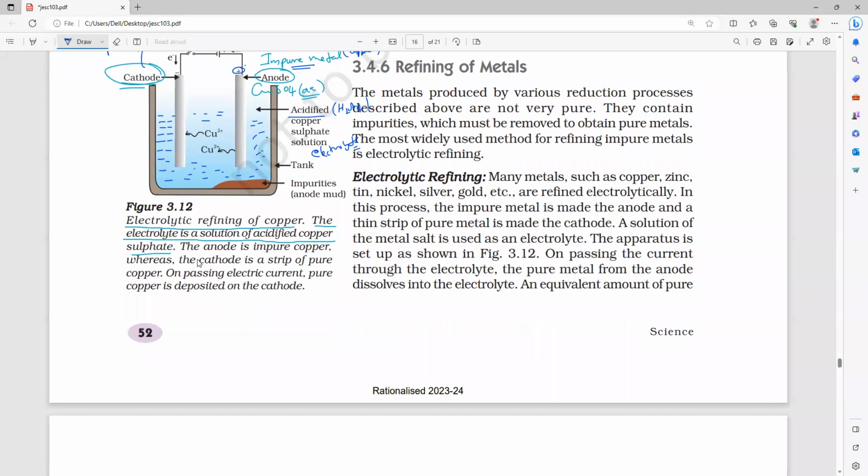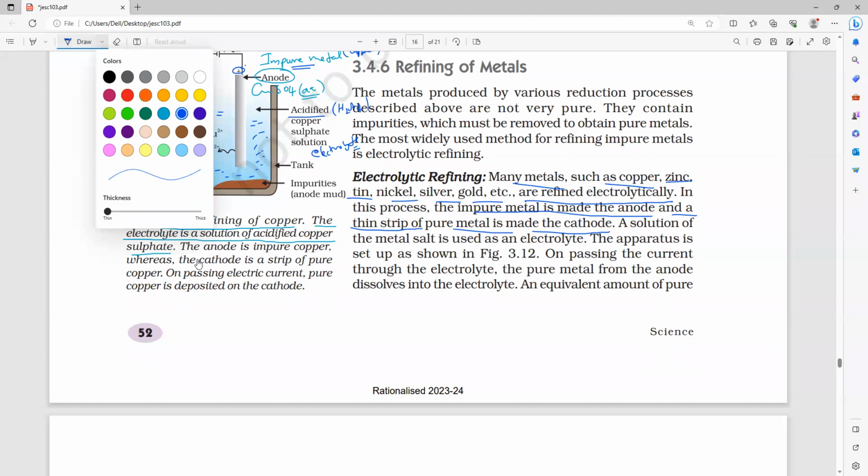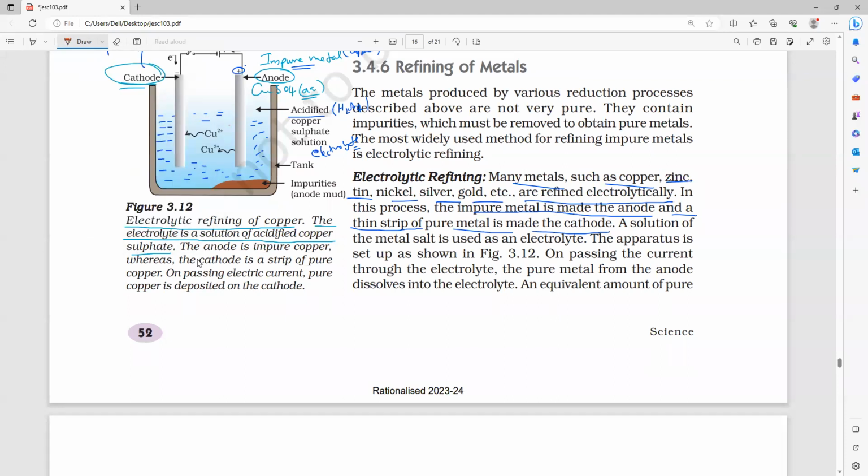Electrolysis process. See, in electrolytic refining, many metals such as copper, zinc, tin, nickel, silver, gold are all refined electrolytically. So in this process, impure metal is made the anode and a thin strip of pure metal is made the cathode. Now you tell me, when the process is going on, will anode size decrease or increase, or will cathode size decrease or increase? That is my question to you people. Anybody? If the electrolysis process is going on.